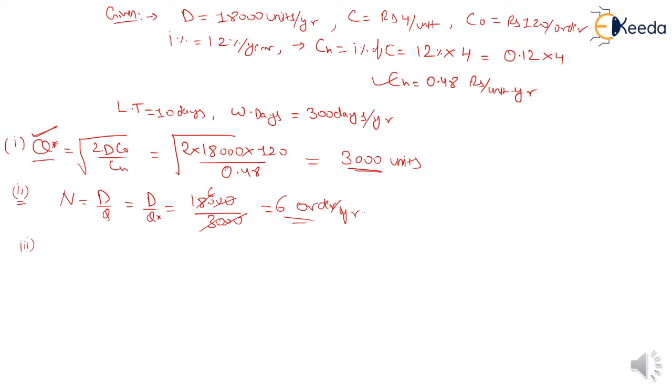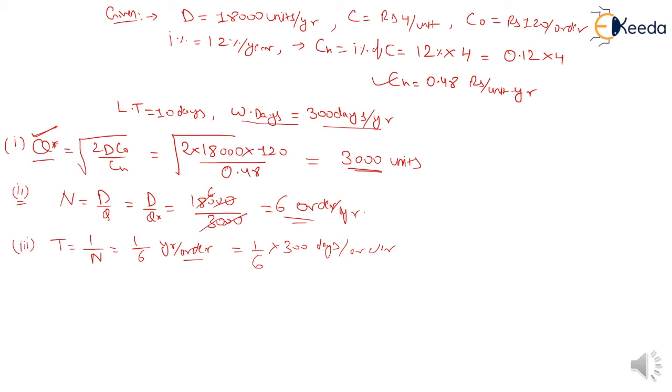Third one, determine the length of one inventory cycle. It is nothing but the time between two successive orders, which is 1 by N. 1 divided by 6 is your answer, in years per order. But in this question, the working days is given. The working days is 300 days per year. So this is converted into days. Okay, students. So 1 by 6 into 300 days per order.